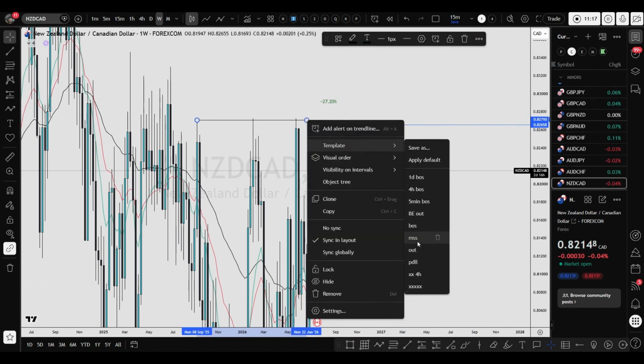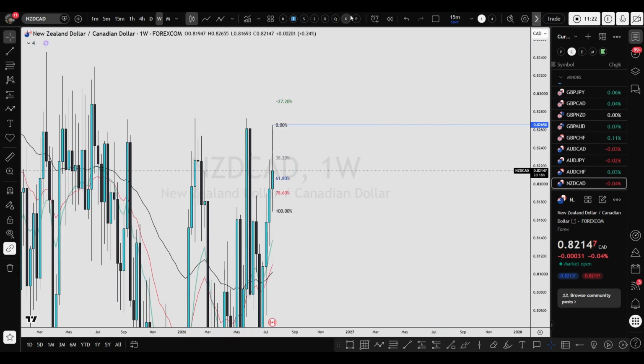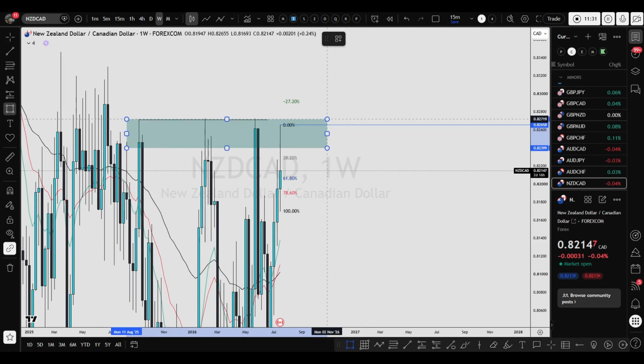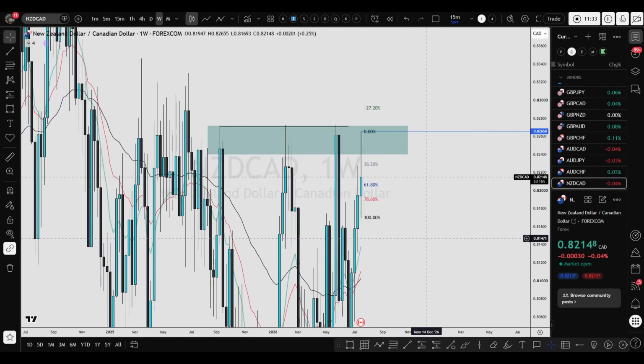This kind of level works as a magnet for price. It's highly possible that we're going to trade above this high within a few weeks. But at the same time, based on classic technical analysis, it's also an area of resistance, so we can see some really good significant rejection from this level.